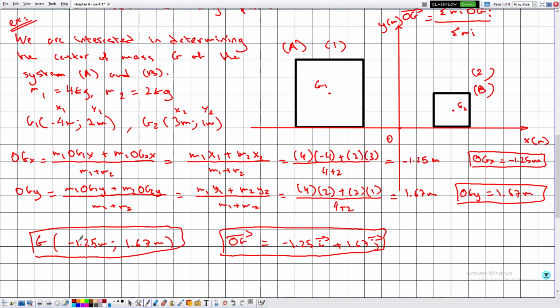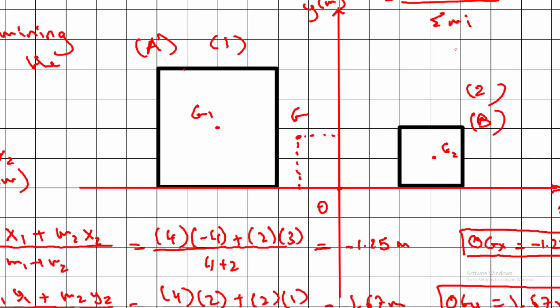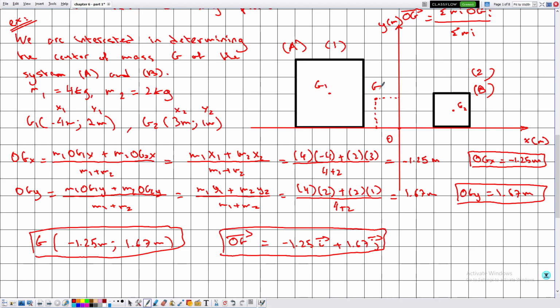Referring to this, let's locate the point G. So it's located at minus 1.25, so this is the x, and as for the y, it's given by 1.67. So this is the point G. So both bodies A and B can be simply replaced by a simple body, which is the point G, given by its coordinate, which is this.